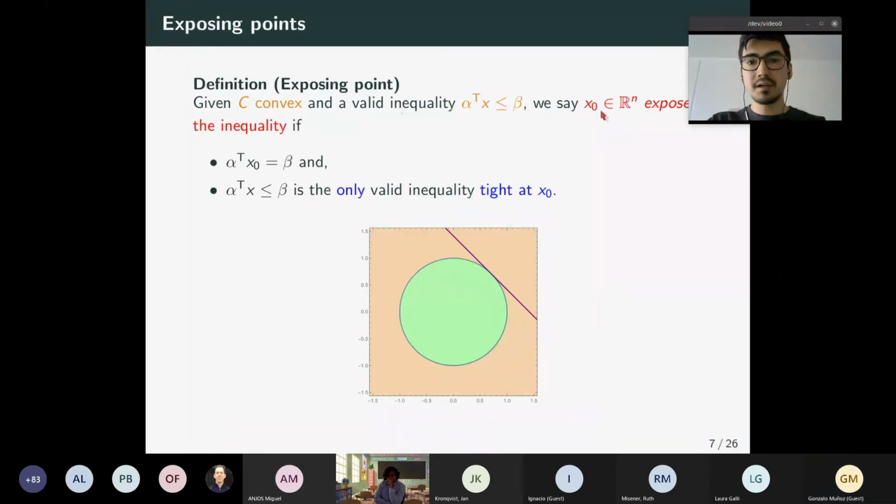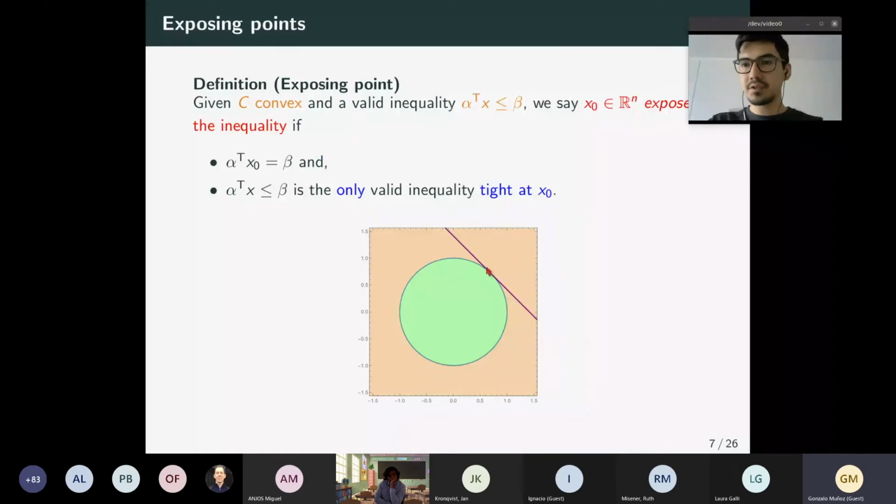what we call a point exposing an inequality, which is defined as follows. We consider some inequality. We'll say that a point exposes that inequality if the inequality is valid for the convex set, I forgot to say that, if the point is tight for that inequality, and the inequality is the only valid inequality tight at that point.